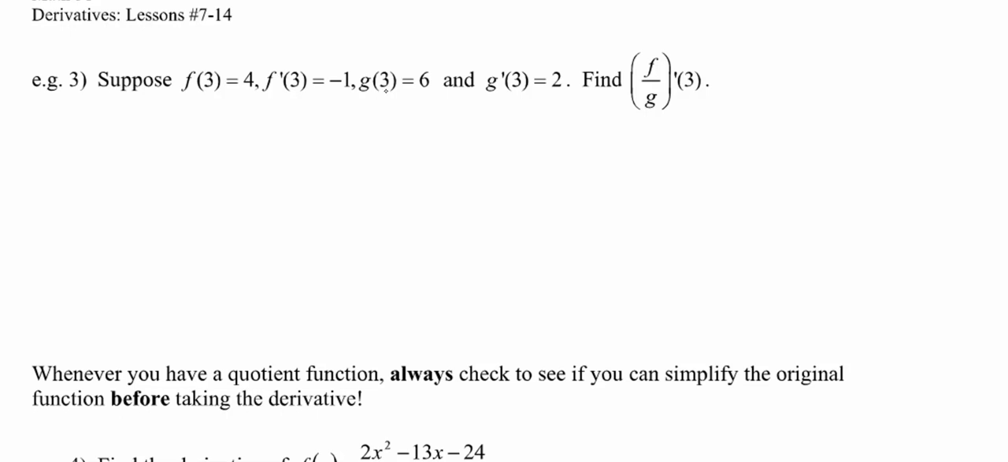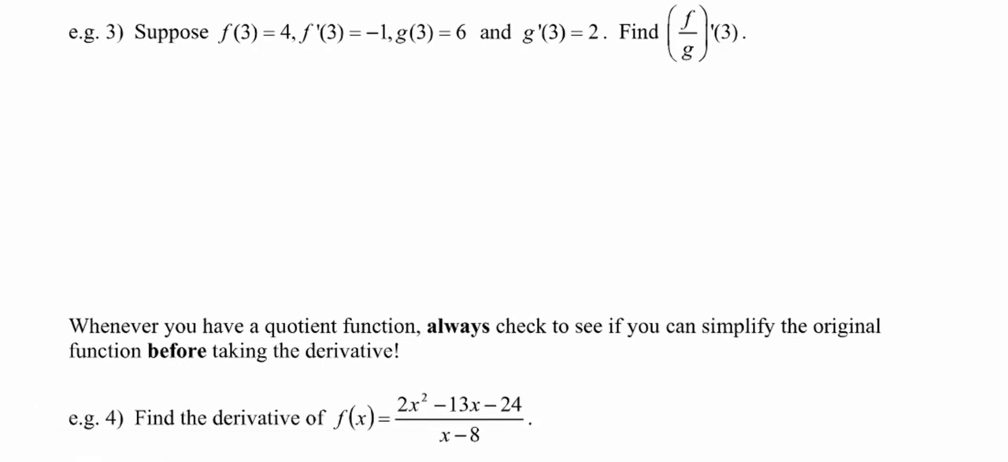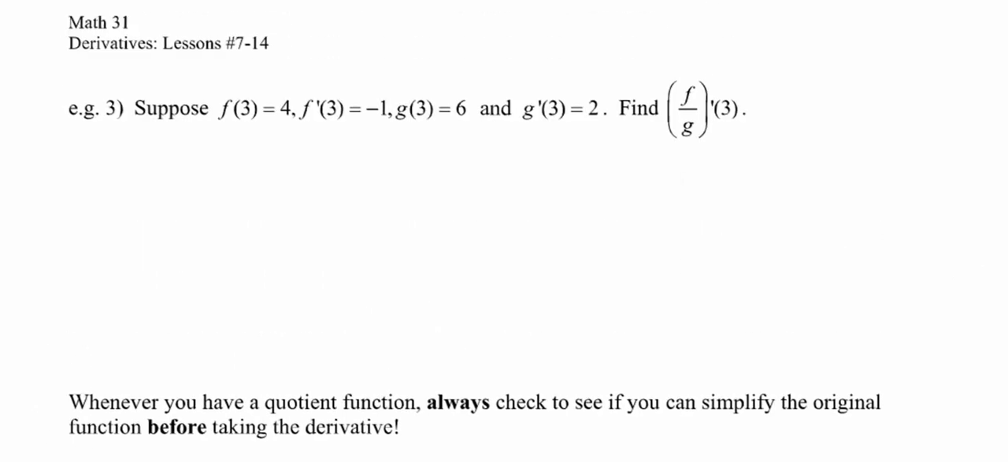And then g of 3 is equal to 6. G prime of 3 is equal to 2. And then they say find f over g prime at 3, right? So this kind of has, it's like a key. It has all of this, the info we need. And it makes a lot more sense if we actually write out our equation for this at 3, right?